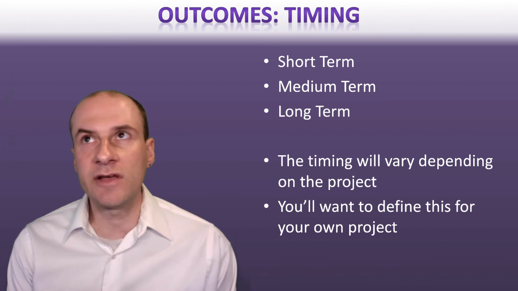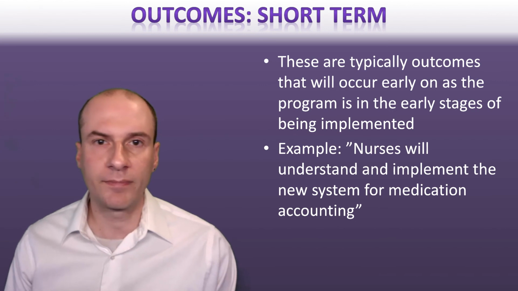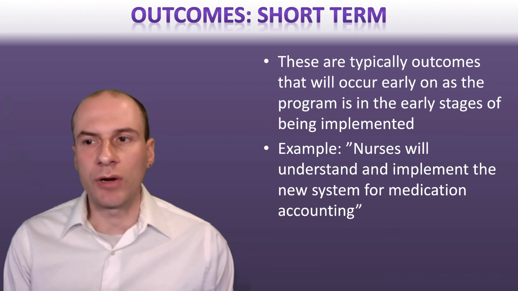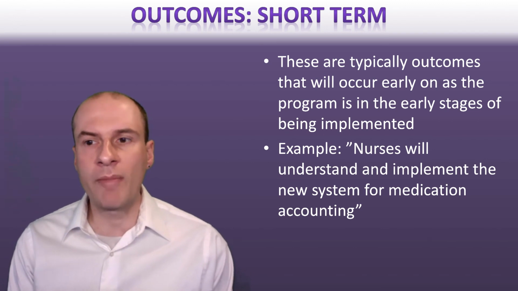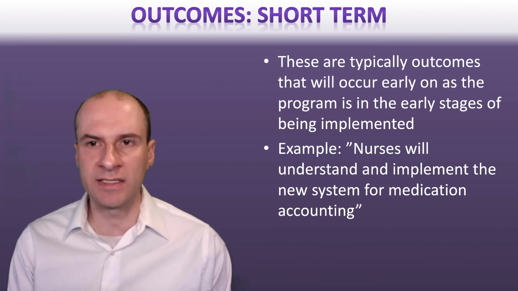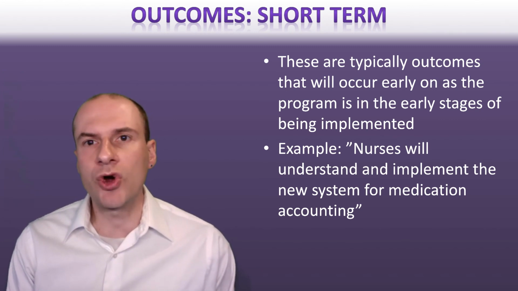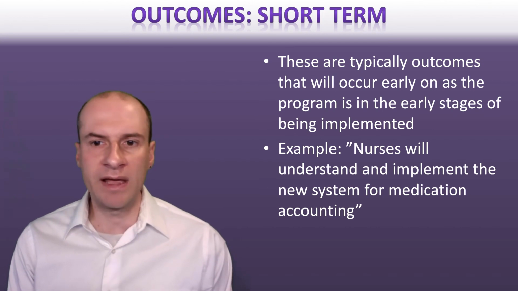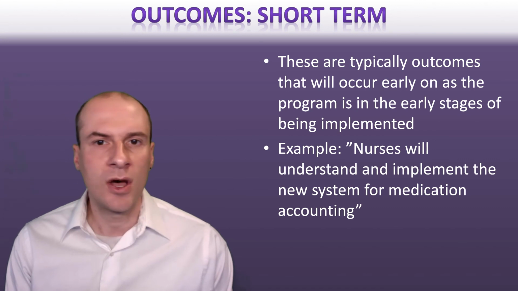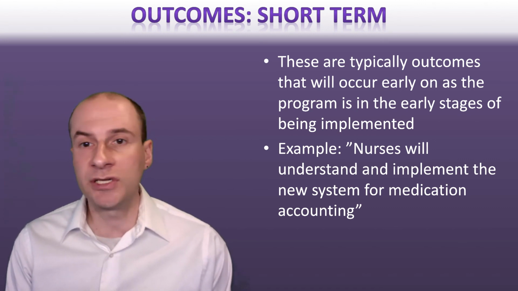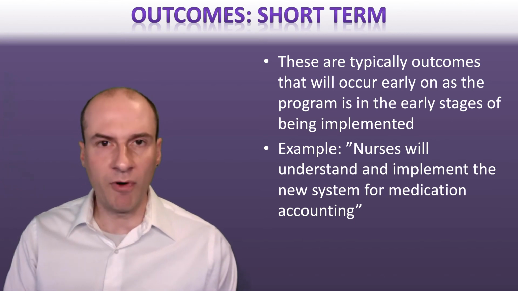So you'll want to actually define for yourself, for your project, roughly what that time frame is going to look like. All right, so what is short term? So short term is typically what you'd expect to see as your program is starting to be rolled out and is being implemented, in the process of beginning to be implemented. So these are sort of the early outcomes that we might expect. So these might be short-term changes to attitude or opinions or beginning of knowledge or skills related to a project, all right? And here's an example of what that might look like.